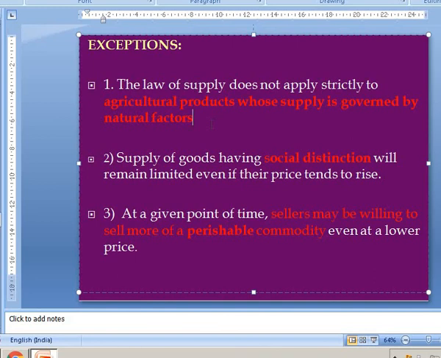This also applies to certain types of vegetables and fruits. So when it comes to perishable commodities, sellers will be willing to sell more of it even at a lower price because they're highly perishable.